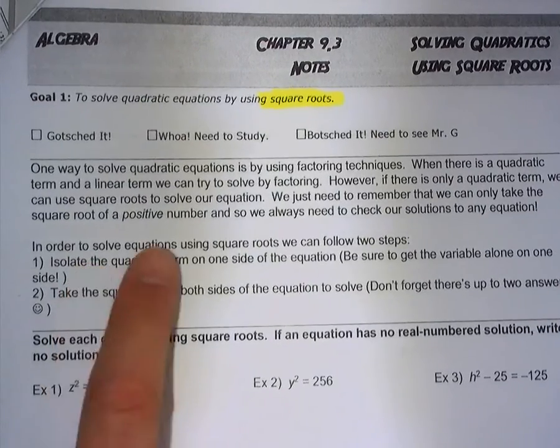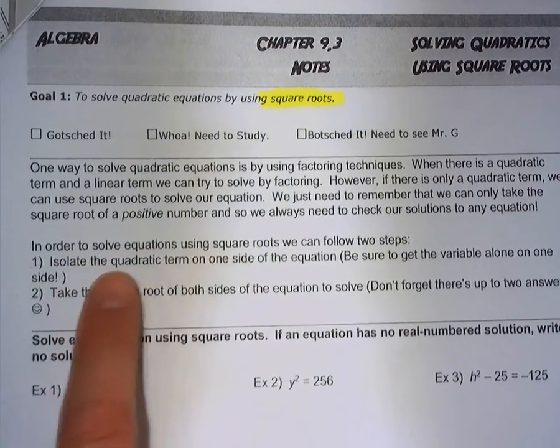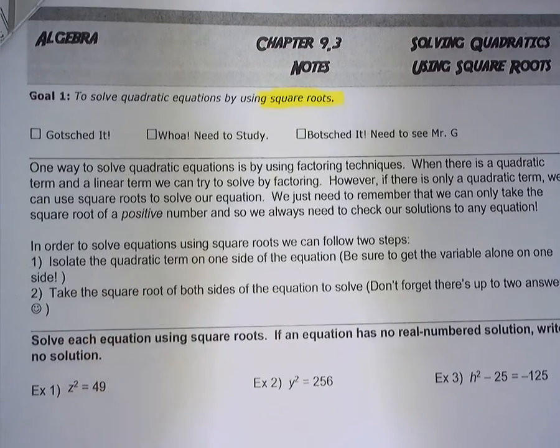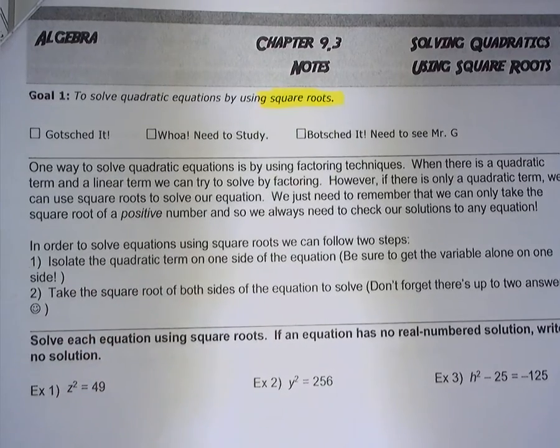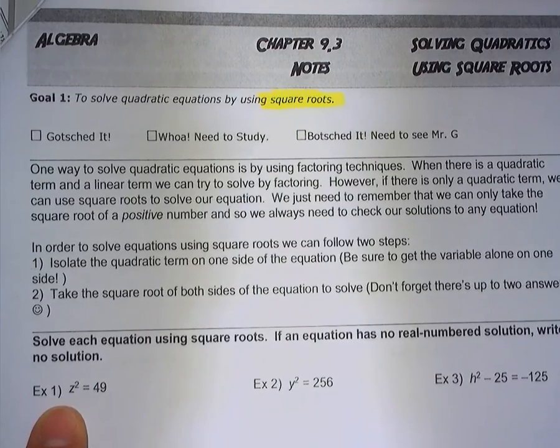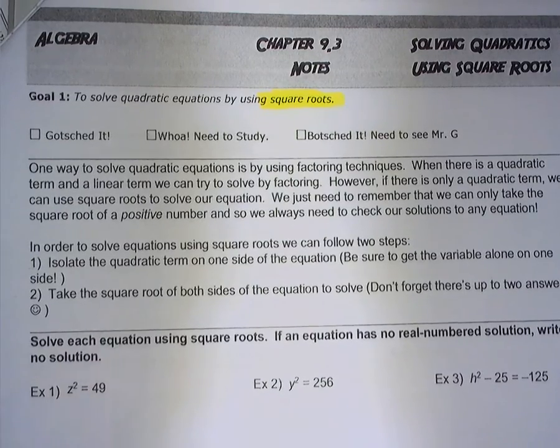Okay, so in order to solve an equation using square roots, we can follow these steps. Isolate the quadratic term. So we want to get the x squared, or in example 1, we want the z squared by itself. Okay. Step 2, we're going to take the square root of both sides and then solve.